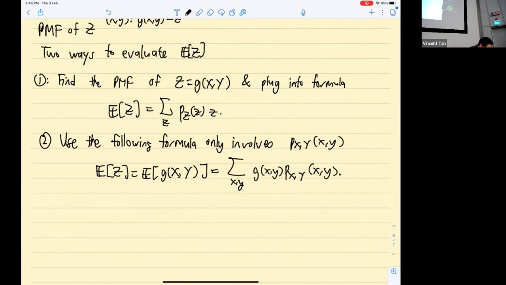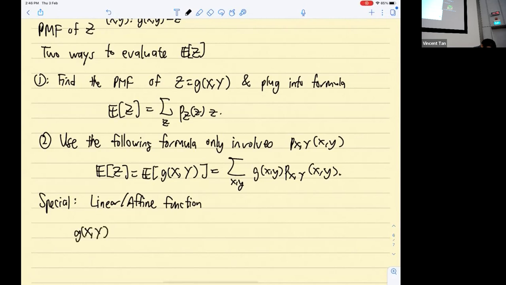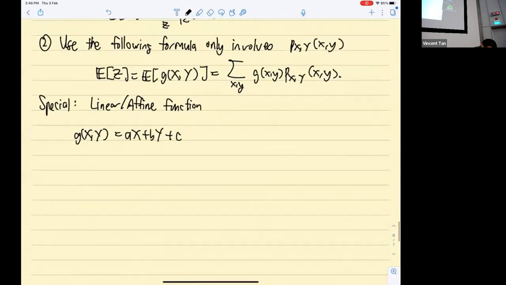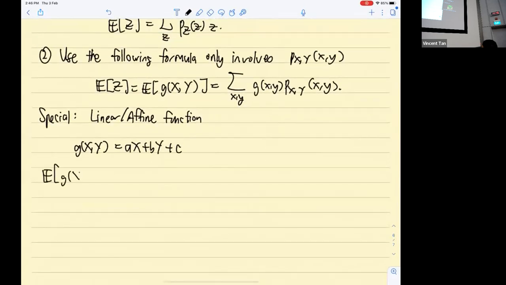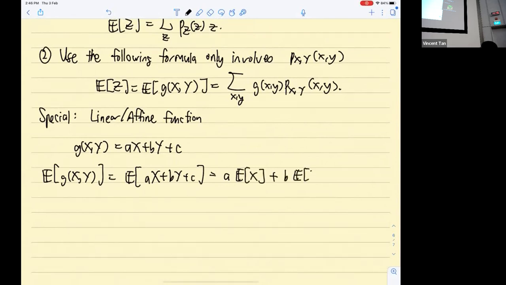So there's a special case of linear functions, or affine functions if you wish. If you are very pedantic, it's affine functions. Okay, so g of X, Y is equal to, say, aX plus bY plus c, okay? Then the expectation value of g of X, Y is nothing but the expectation value of this aX plus bY plus c. And this expectation, last time we showed, is linear. So you can actually move the expectation operator inside and you get this, okay? As is natural, okay? It's natural.